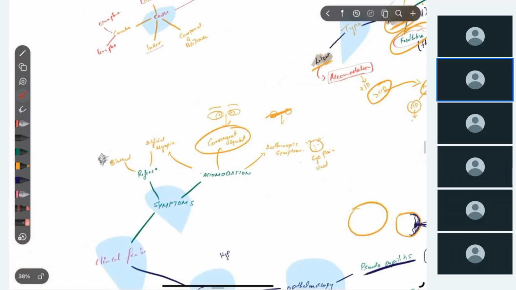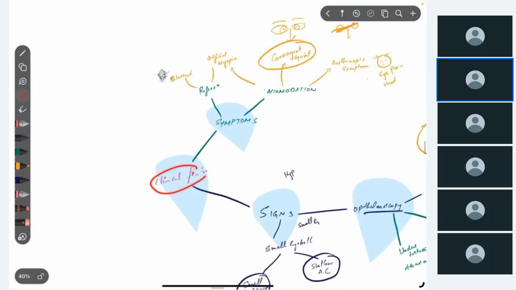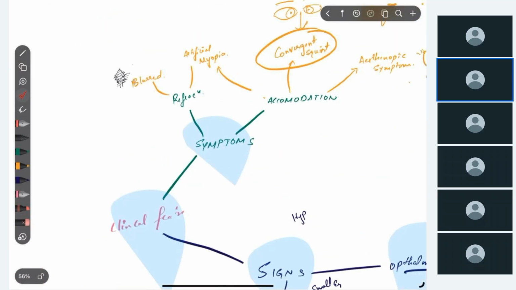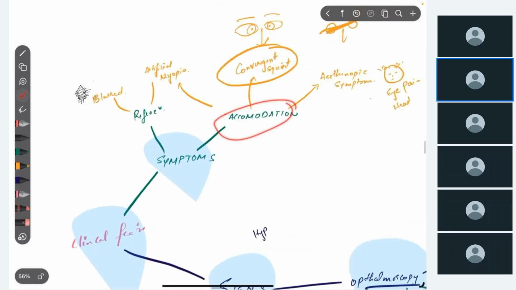Next, we saw the clinical features. Under clinical features, symptoms and signs. Symptoms: because of the refractive error, the patient will have blurred vision. Because of the accommodation, the patient will have headache, eye pain, which are nothing but the asthenopic symptoms. Because of too much accommodation, the patient can have convergent squint. That is, both his eyes move towards his nose.